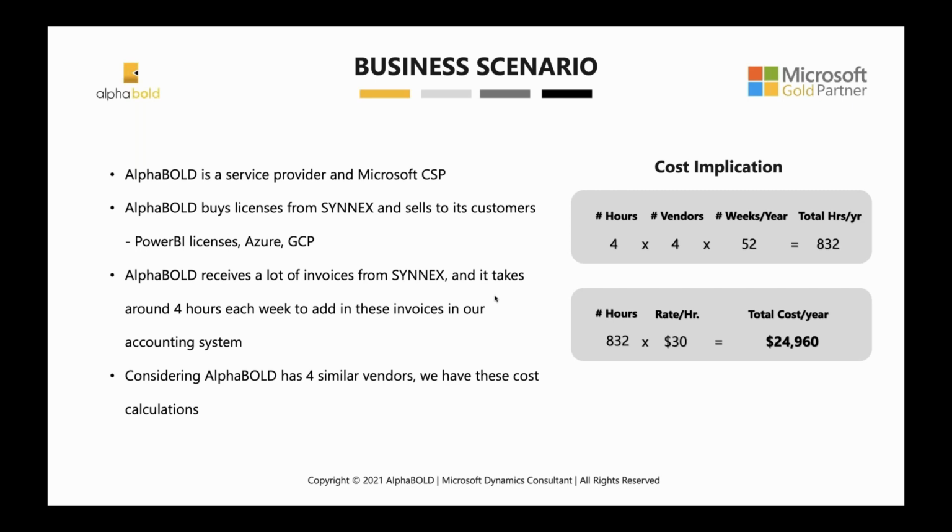Okay, so if we have like 4 similar vendors, this is the calculation that we have done here. If it takes us 4 hours to process such invoices, and we have 4 vendors, and 52 weeks in a year, this is the number that we have come up with, which is the total hours per year that we spend. This is basically an estimation. If you were to apply a fixed dollar amount to these hours, this is an estimated cost of close to $25,000 a year if we were to manually process those invoices.